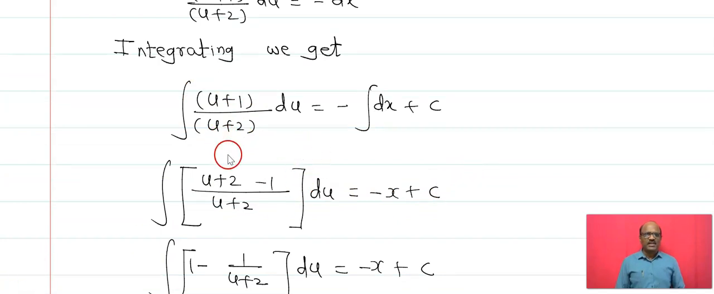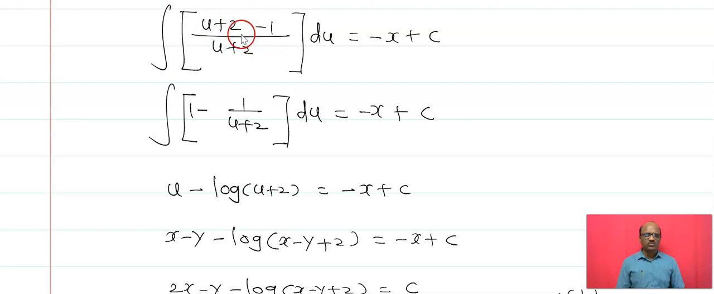Now the powers of this rational fraction, u + 1 and u + 2, are both the same. We can arrange it in this manner, as you can understand if you have completed the indefinite integrals from chapter number 3. The integral of (u + 2 - 1)/(u + 2) du. The integral of dx is x, so -x + c, and splitting (u + 2)/(u + 2) is 1 - 1/(u + 2) du. Now the integral of 1 with respect to u is u, minus the integral of 1/(u + 2), which is log of (u + 2), equals -x + c.